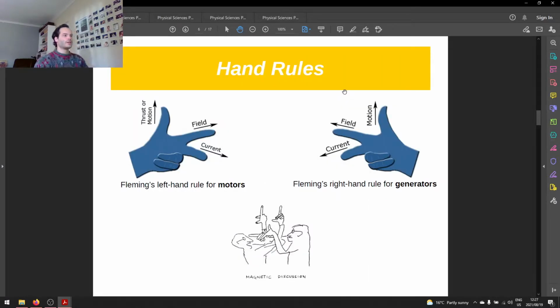All right. Then we've got two rules. We've got Fleming's left-hand rule for motors and Fleming's right-hand rule for generators. We can call these the FBI rules because the thumb indicates the direction of the force or thrust or motion, the pointing finger indicates the magnetic field or B, and my middle finger indicates current or I, therefore it's FBI. I use the left-hand rule for motors and the right-hand rule for generators.